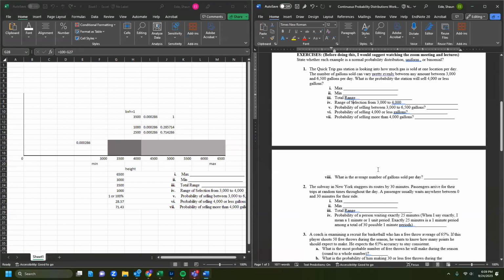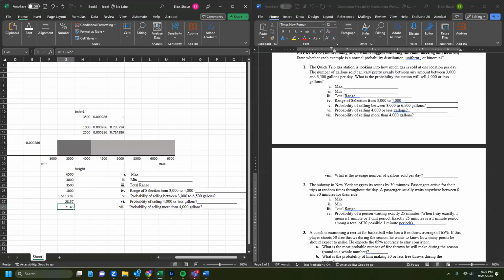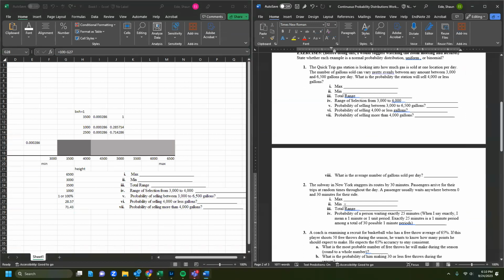Okay. And then what is the average number of gallons sold per day? The average number of gallons is once again, you can look at the formula sheet. The formula sheet is going to say the mean is going to be A plus B divided by two. So right there, A plus B divided by two. And so we've got, let's see here, A plus B, 6,500 plus 3,000 divided by two. So it's going to be 9,500 equals 9,500 divided by two. So 4,750 is going to be the mean.